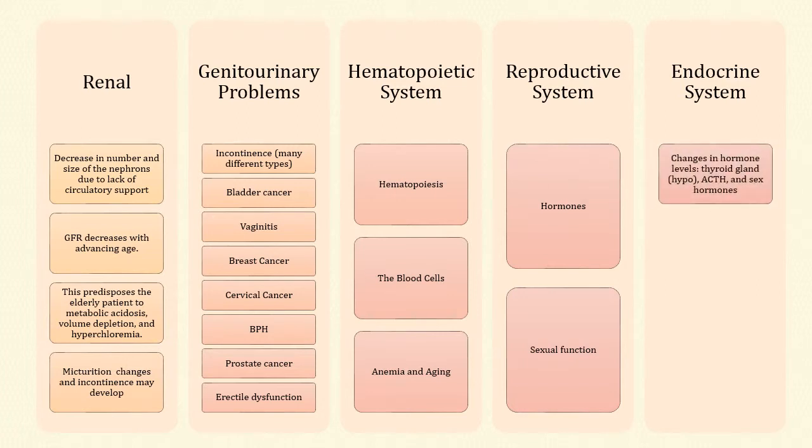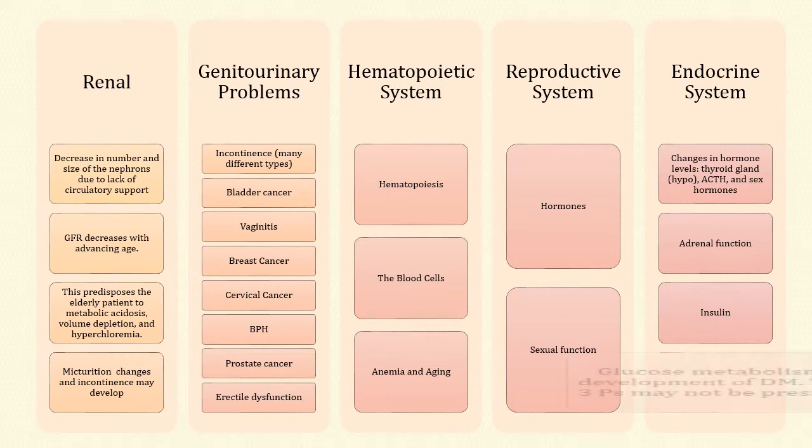In the endocrine system, there are changes in hormone levels such as the thyroid gland becomes hypoactive, the ACTH and sex hormones change. The adrenal function decreases. They may run into issues with insulin metabolism, and they may also have a decrease in glucose metabolism, which could lead to a development of diabetes mellitus. The 3 Ps may not be present.